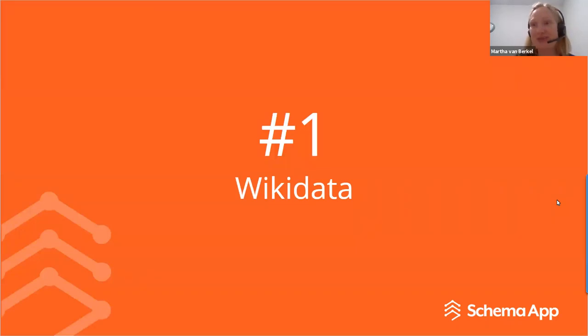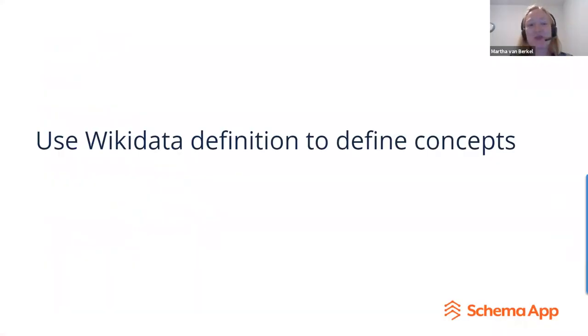So the first thing is around Wikidata. Our recommendation is that you should use Wikidata to define concepts. The Wikidata definitions really help be truly explicit about it. Now, we've just had a debate internally at Schema App: what about Google's Knowledge Graph or what about Wikipedia? Those are also good, but we find that Wikidata has the broadest definitions that can be applied across any industry and anything.